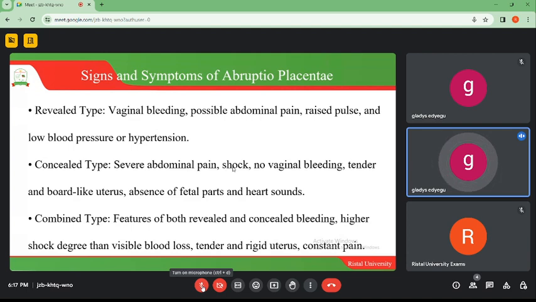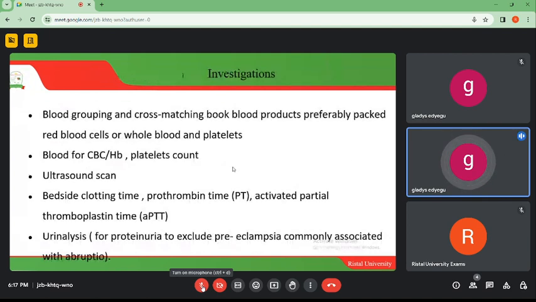So those can be the signs of a combined type. And also when you examine her, you see some bleeding per vagina. What kind of investigations are you going to do for this mother? So blood grouping and cross-matching, and then you book blood products, preferably packed red blood cells or whole blood, and platelets is preferred. So investigations are done.